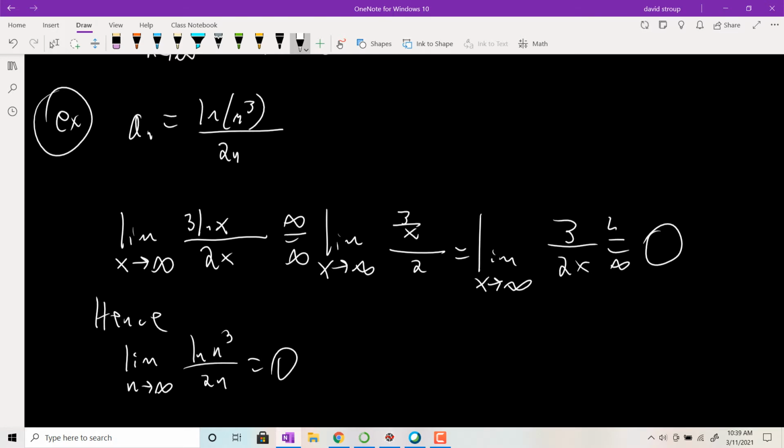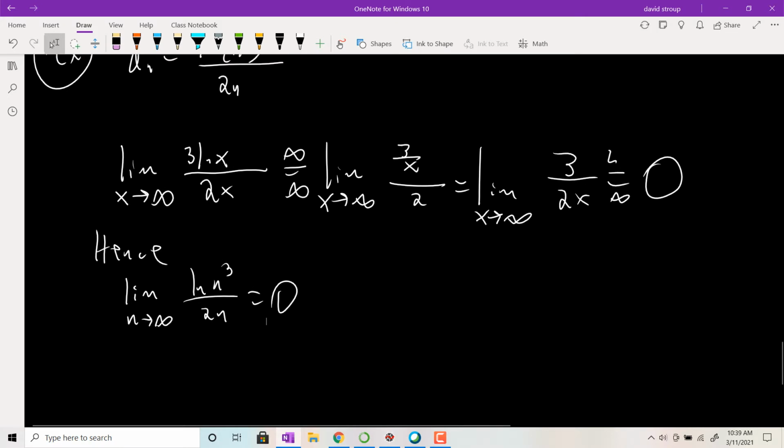For the sake of sanity, you don't have to take the limits in terms of x and show me that and then say hence the limit as n goes. You could just kind of put the n in for x and do your calculus there. Technically, you're not allowed to do that, but I'll let you get away with it for the sake of sanity.